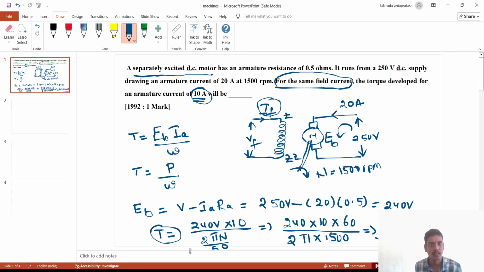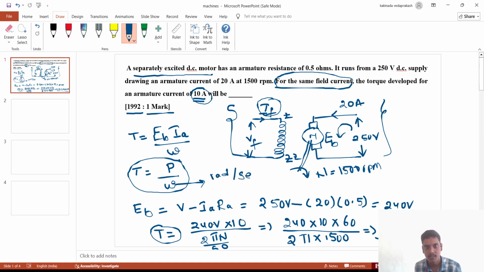This problem was given in 1992 as a 1 mark question. Here we need to know the clear circuit diagram, then only you are able to solve the problem, and at the same time you need an idea about the torque equation. Torque is equal to P by omega. Here omega is the angular velocity in radians per second, while the speed N is in revolutions per minute, rpm. I am considering radians per second, but they have provided the speed in rpm. So this is the solution for this question, and my final answer is 15.2788.